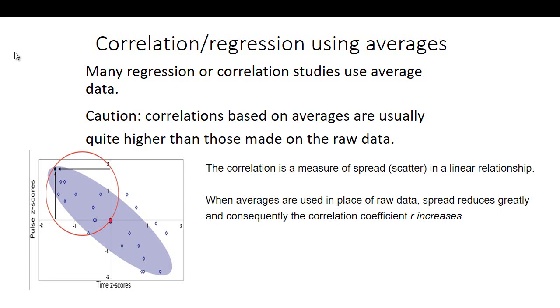When averages are used in place of raw data, the spread reduces greatly, and consequently the correlation coefficient R increases. So the R increases when the spread reduces, and recall that correlation is a measure of spread in a linear relationship.